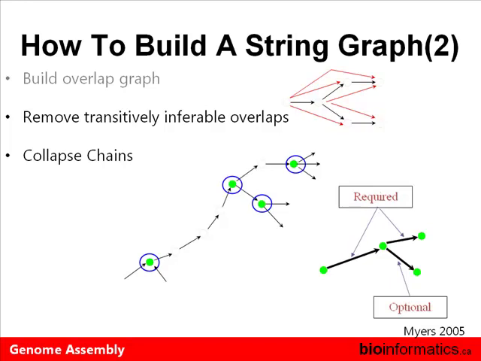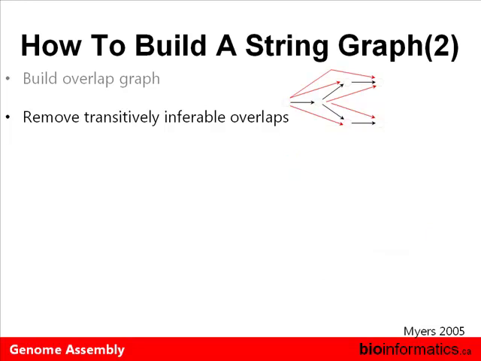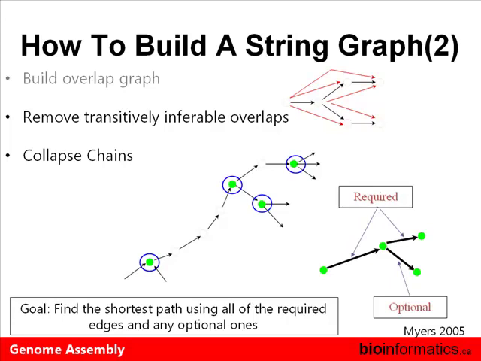So this is basically all that there is to string graphs. You build these, you find these required and optional edges, and then you output the required ones as your assembly. So the way that Myers formulated string graphs initially in 2005, the goal is to find the shortest path using all of the required edges and any optional ones. He had some suspicions that maybe polynomial time may be easy to do computationally. Turned out to be NP-hard, as I mentioned earlier.